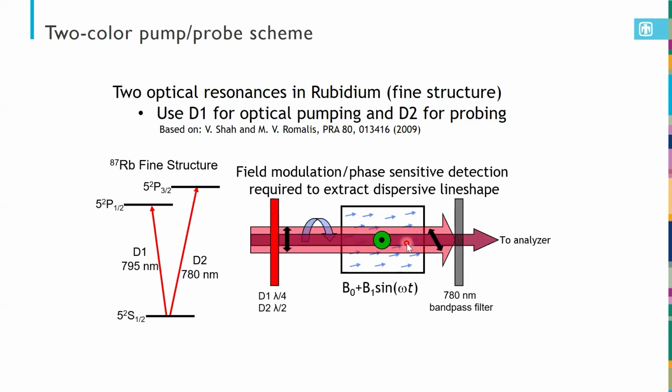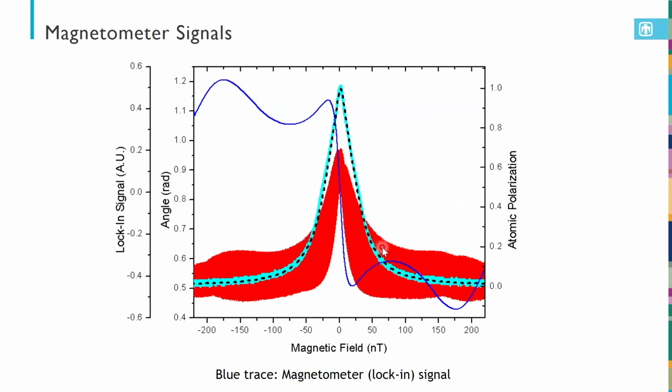Okay, and once again, we apply this sinusoidally modulating field to define the sensitive axis of the magnetometer. And then these are some of the signals that come out of our magnetometer.